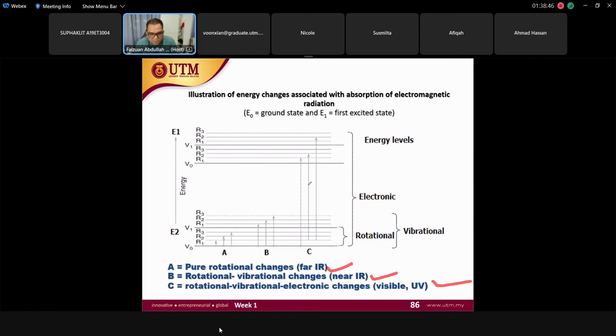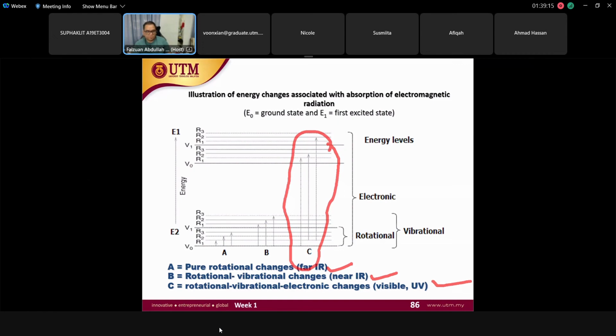So for C, normally we are dealing in the range of visible and ultraviolet radiation. Rotational, vibrational, and electronic change inside the molecules or atoms.